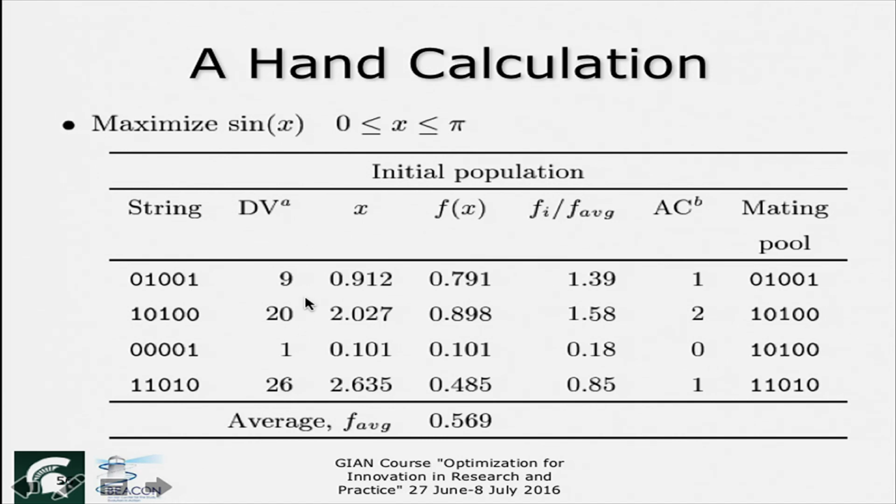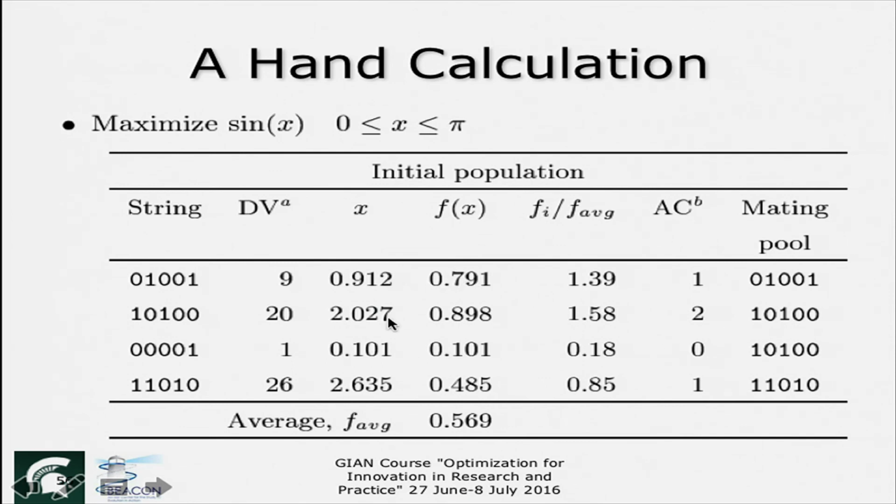Okay, now we have to map it between 0 to pi. Remember the mapping formula we talked about, right? So when you map this number between 0 and pi, this one maps to 0.912, this one maps to 2.027, and pi is what? 3.14. So none of these numbers will be more than 3.14 or less than 0, because the mapping ensures that, so we mapped it.